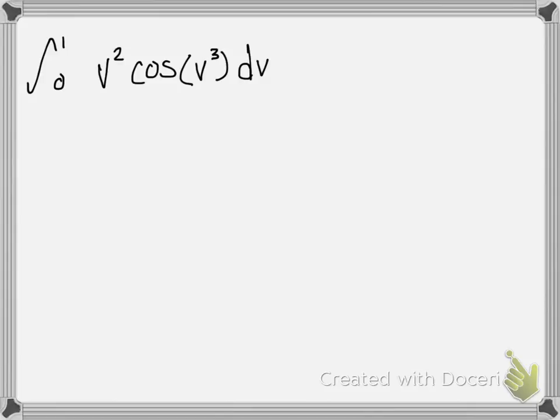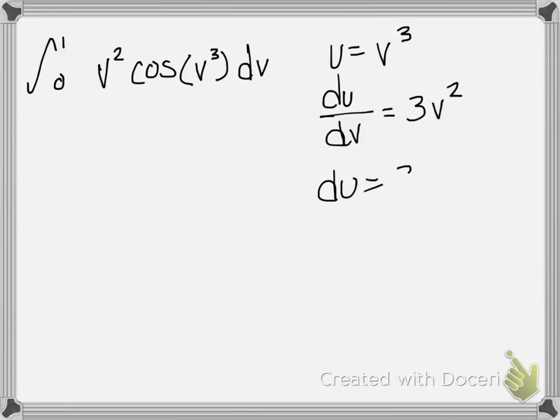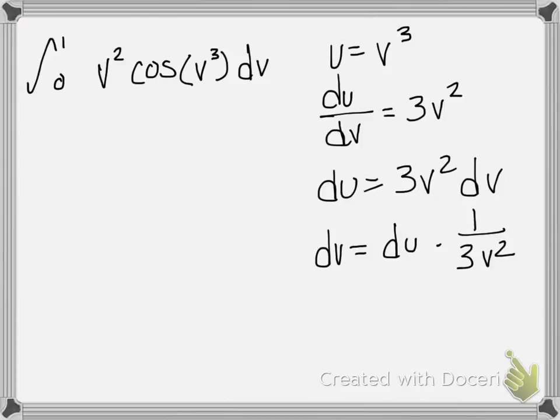I'm just going to pick v cubed. So we have u equals v cubed. Now take the derivative: du over dv is equal to 3 v squared. So du is going to be equal to 3 v squared dv, and dv is going to be equal to du times 1 over 3 v squared.